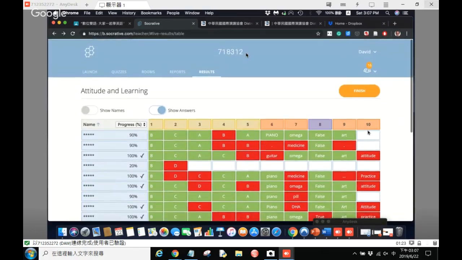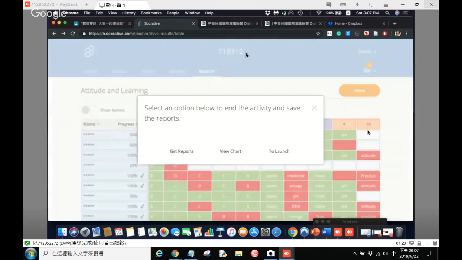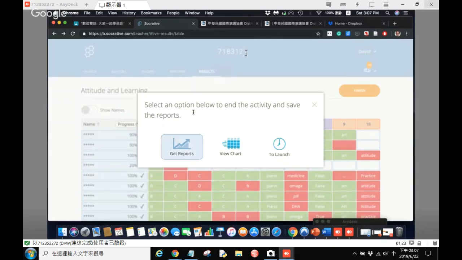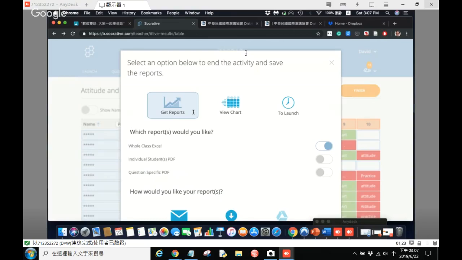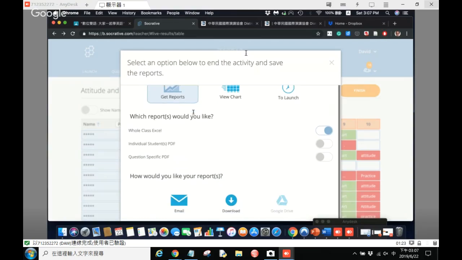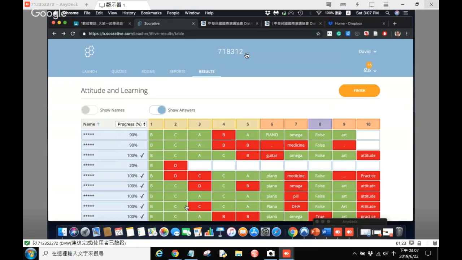All right, so I'm going to finish this. If you're not done, that's okay. I'm going to click finish, and then I can get the report. I can download it as an Excel file if I want, or a PDF. I can email it to myself, so I can keep it for grading and records. I'm not going to do that right now.